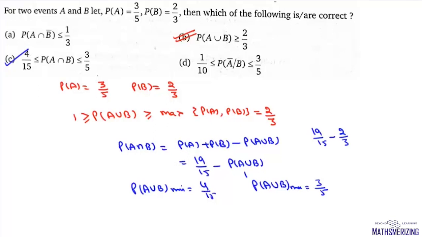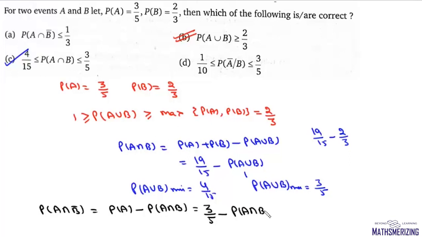Now we look at probability of A intersection B naught. Now probability of A intersection B naught is probability of A minus probability of A intersection B. Now probability of A is 3 by 5, minus probability of A intersection B. Now we are looking for its maximum value. Its value will be maximum when the value of A intersection B is minimum.